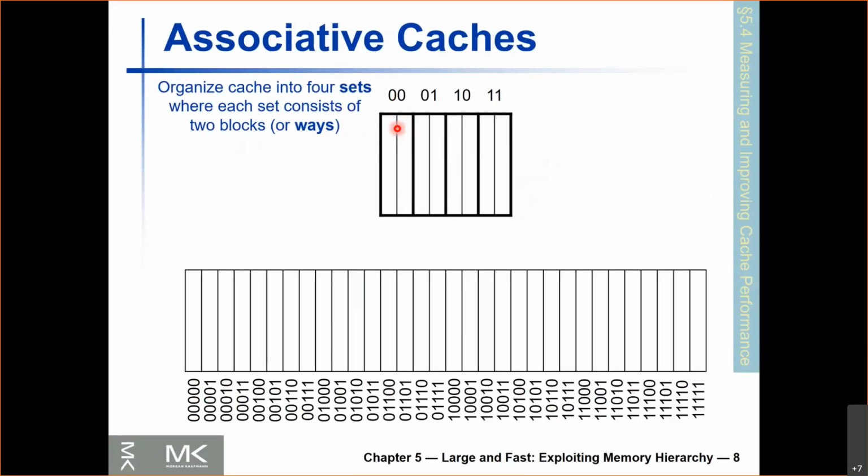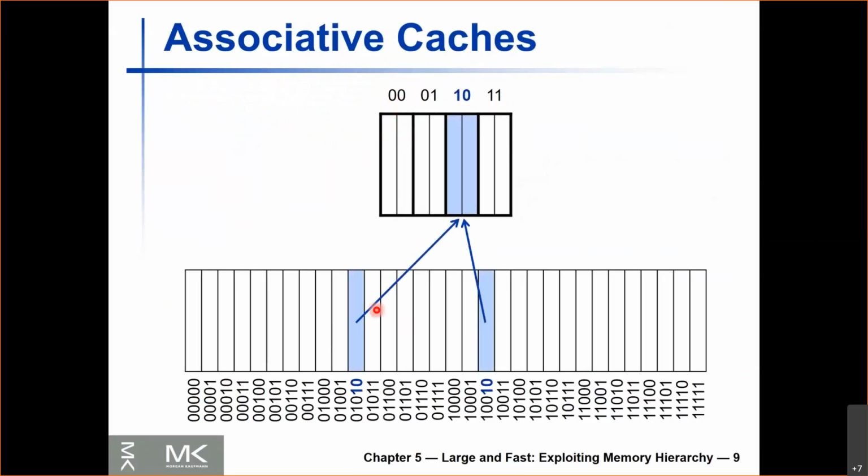Here, these 2 blocks we call ways. So in this case we have 4 sets, and every set has 2 ways. Now what this means is, in our previous example, where we had these 2 blocks that were conflicting on the same cache block, now these 2 blocks have the same index, so they're going to map to the same set here, set 10, because they both end with 10. They're going to both map to the same set. However, this set has 2 ways. So what that means is I can put one of the blocks in one of the ways and the other block in the other way.